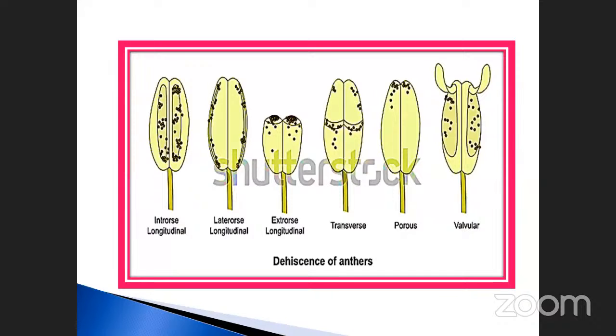Transverse means in between, the middle of the anther. It takes place transversely. Porous means the top of the anther, the head of the anther. Here there is a small pore-like structure, and dehiscence may take place like that. This is a special type of dehiscence in anthers. This is called valvular. Valvular means the outermost layer opens, like an opening of the outer layer. That is called valvular. These are the types or kinds of dehiscence of the anther.